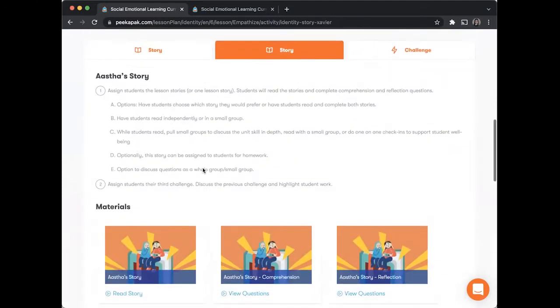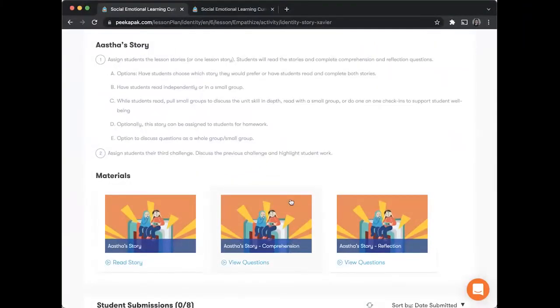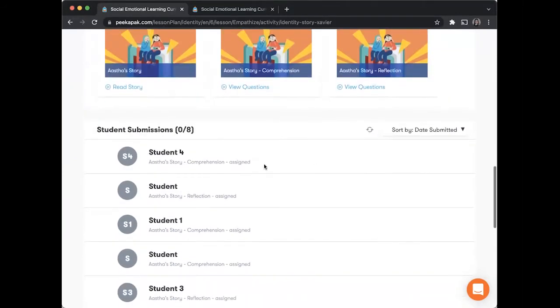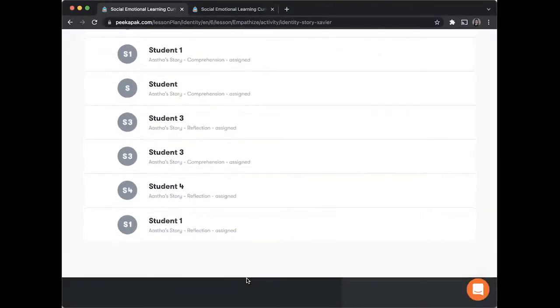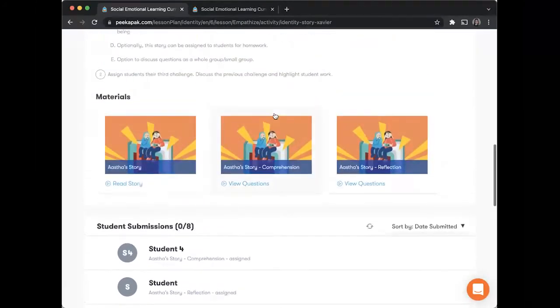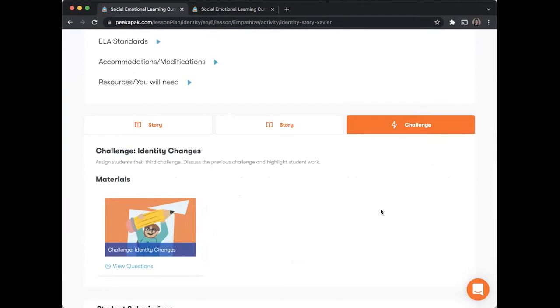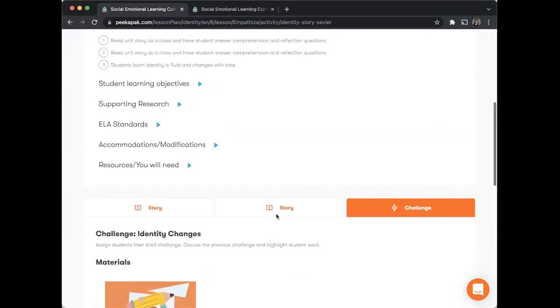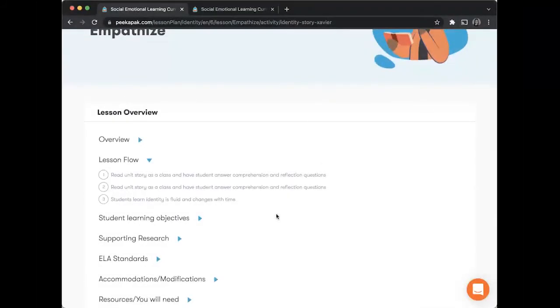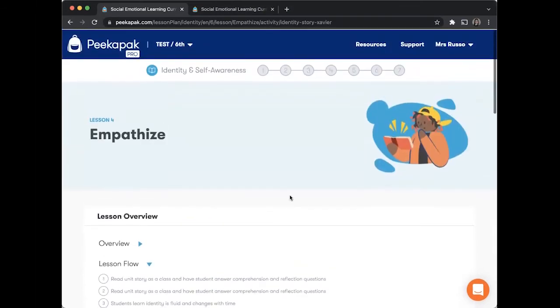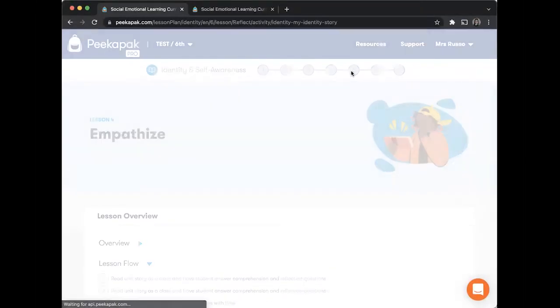And in this, they will see the story, and then they will also have those comprehension and reflection questions, and that will be assigned to students. You can see I've already assigned them to my fake students here. Always, we have a challenge. Again, this is in lesson 4. So the big takeaway for lesson 4 is that students will read stories on their own time, 1 or 2 of them, and answer those comprehension and reflection questions that go along with them.